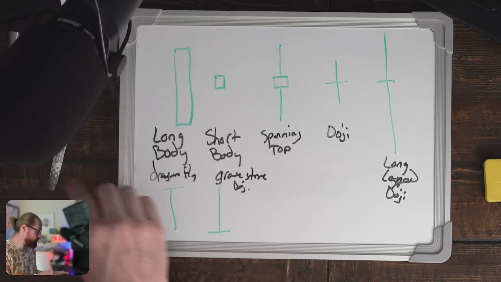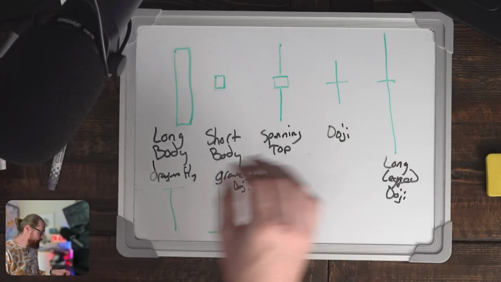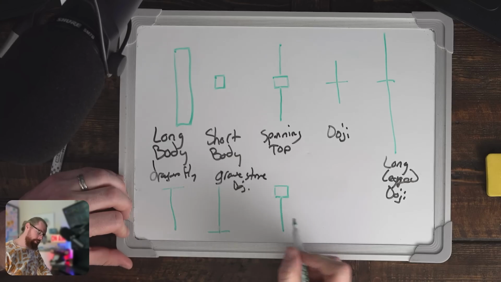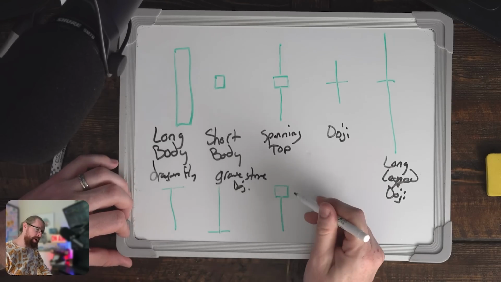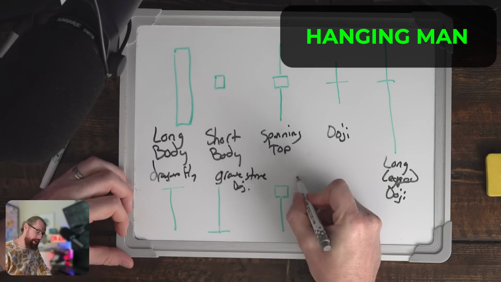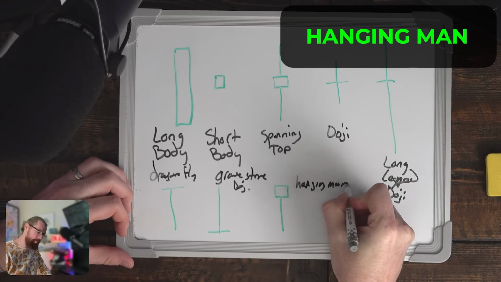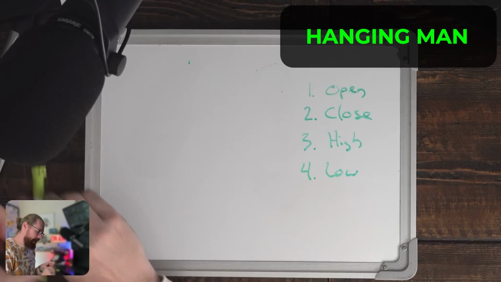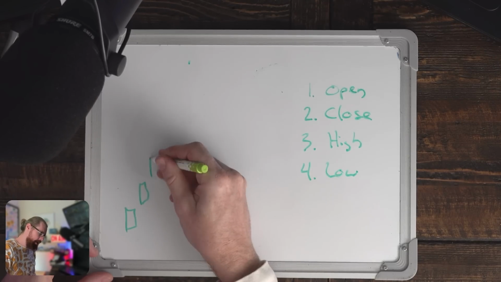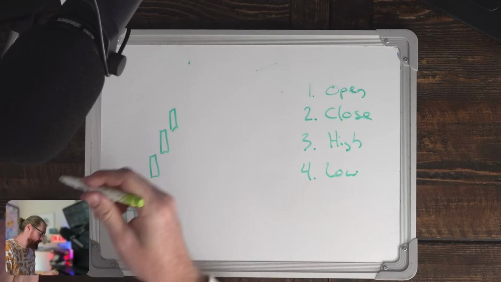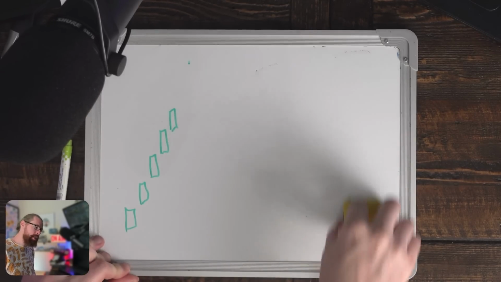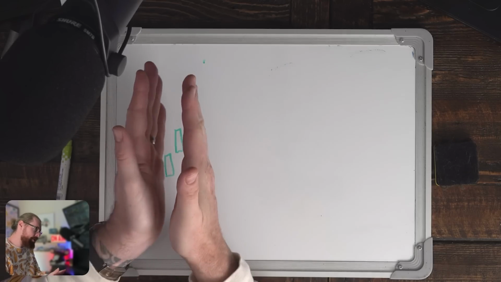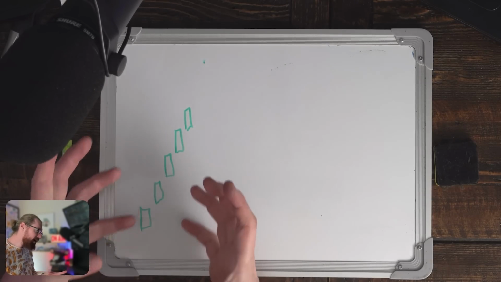All right, so we've got gravestone dojis, we've got dragonfly dojis, and now let's draw another candle here. This candle, when it occurs at the top of a move up, is called a hanging man. When the price moves up over a series of green candles, higher and higher, this is going to be trending price action. The times that we pay most attention to the shape of the candles is during these types of periods. These could be long body candles, nice big green candles, and up here, sentiment is very, very strong.